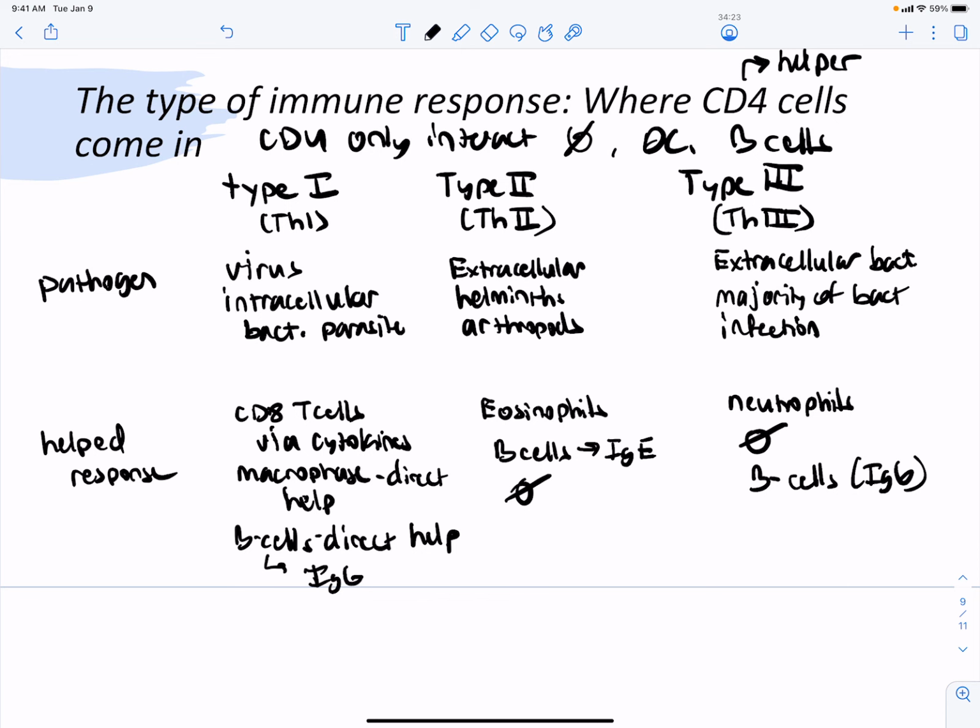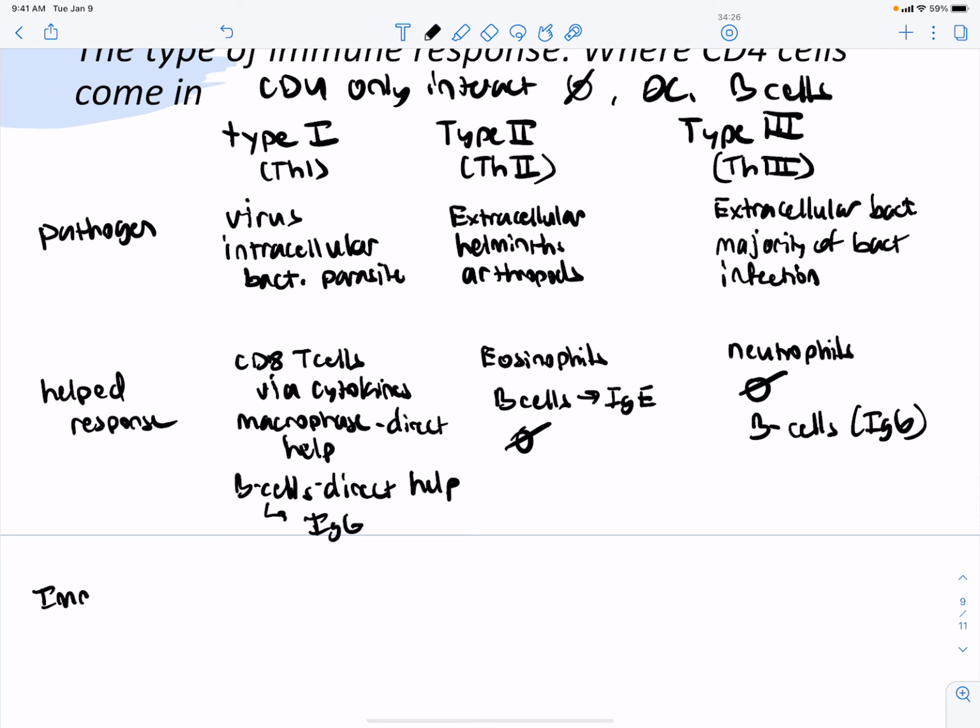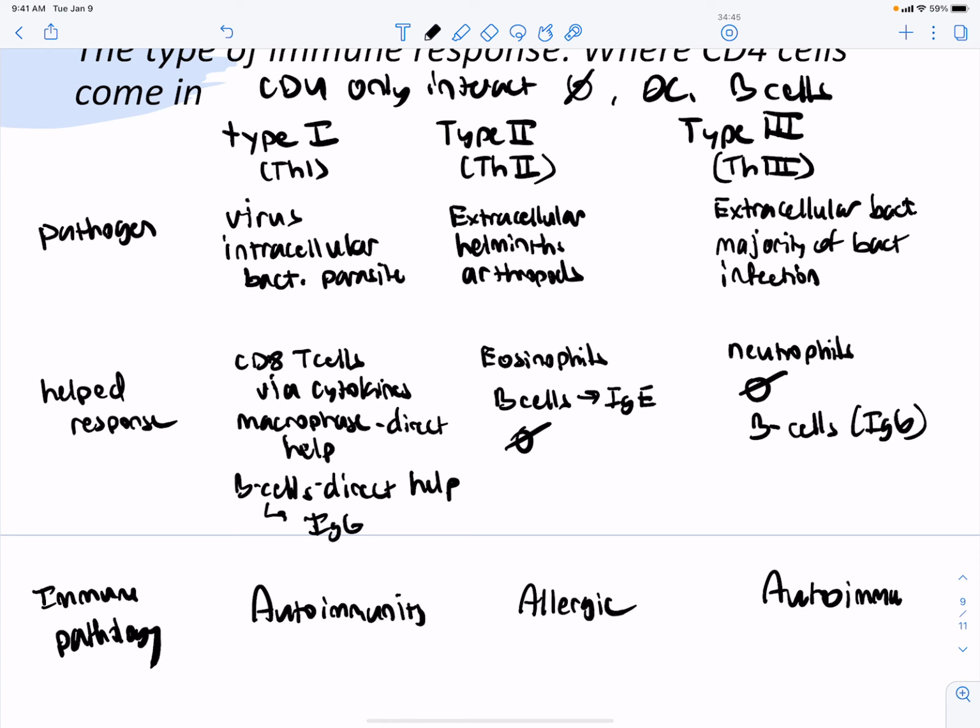Now, the immune pathology associated with this are going to be autoimmunity. It's going to be the allergic response and autoimmunity. Okay, so that is kind of a big, again, overview of the major concepts, especially with respect to innate and acquired immune responses.